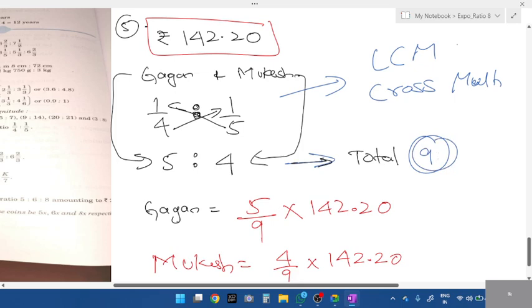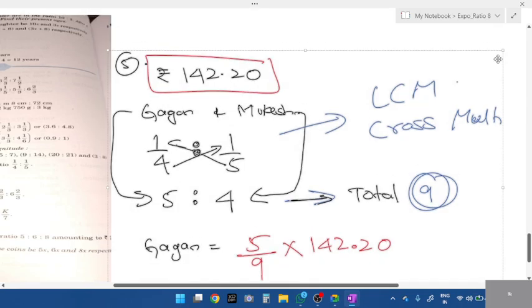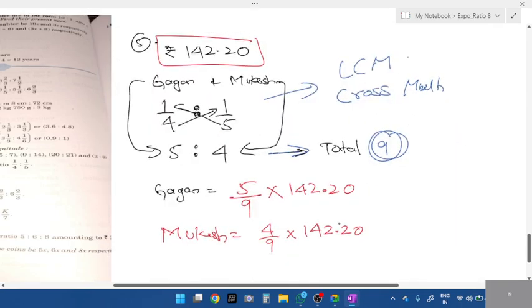Then take Gagan, take his fraction, 5 by 9. Multiply by the cost, whatever is given. Take Mukesh's value, multiply by the cost. Let me solve. There are 3 questions, you can try it. Next. How do you remove the decimal here? Tell me the decimal value, students. 5 by 9 into, how do you remove the decimal?